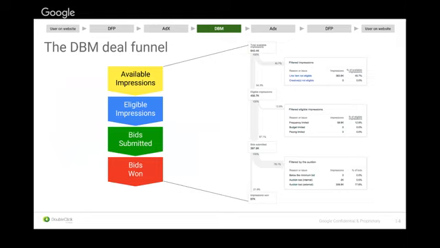So we go through 4 main steps. The first step is available impressions, eligible impressions. Step 2, bids submitted. Third step, and then bids won. It's the last step that we have. And the graphic on the right side is actually showing the various steps and the filtering that is happening. Let's go through the various steps.